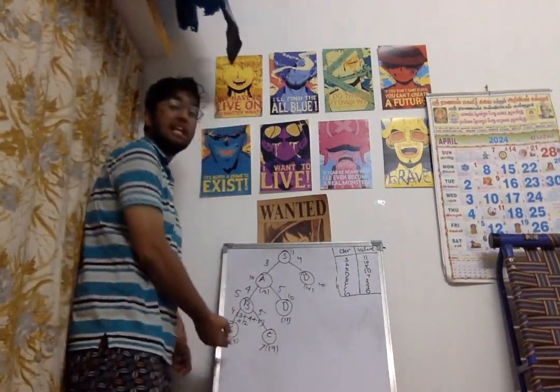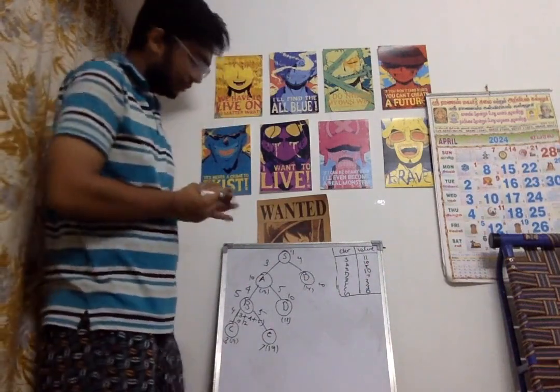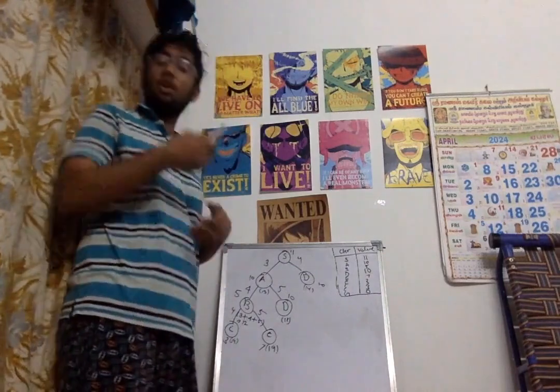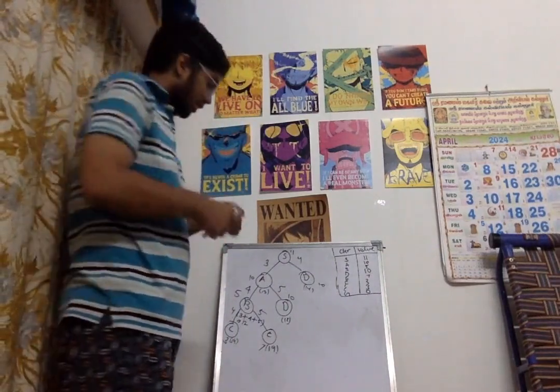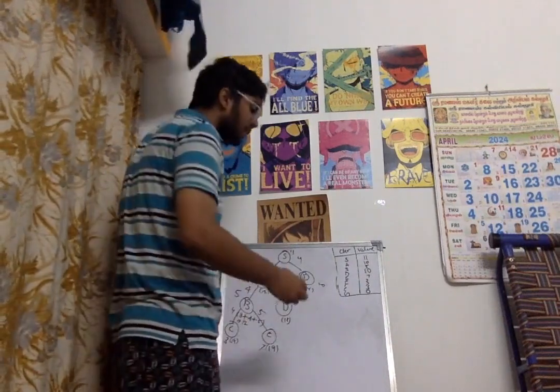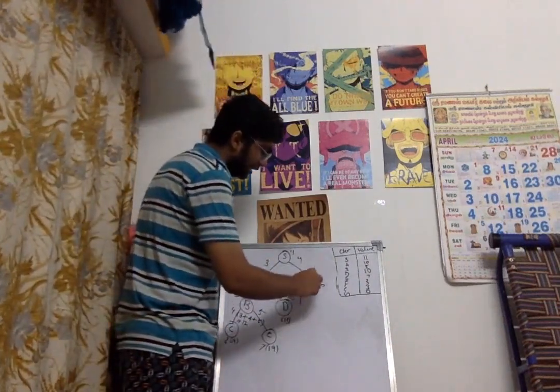See, it is a leaf node. Leaf node is nothing but a node which cannot be further classified. So the next possibility is D, and we need to further classify D.